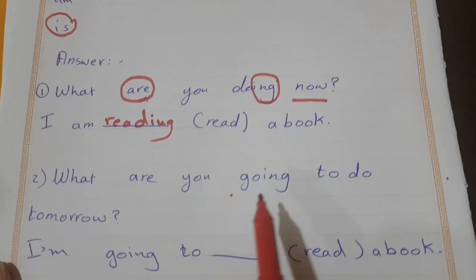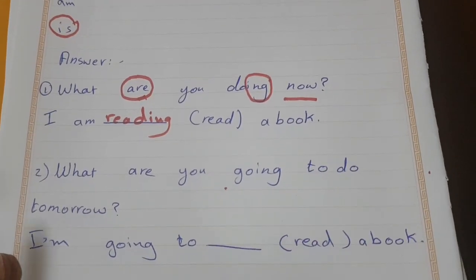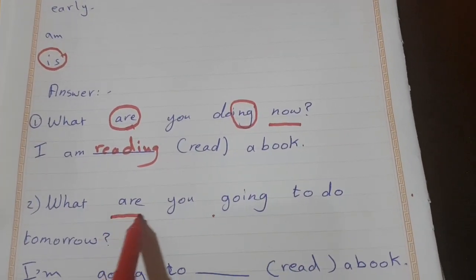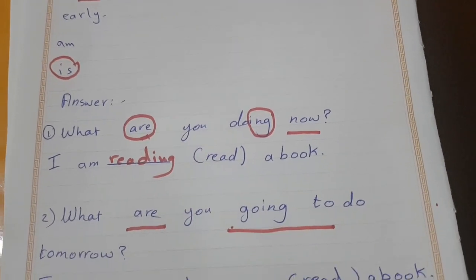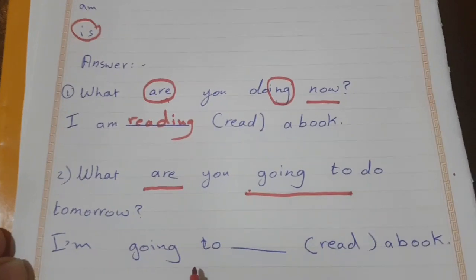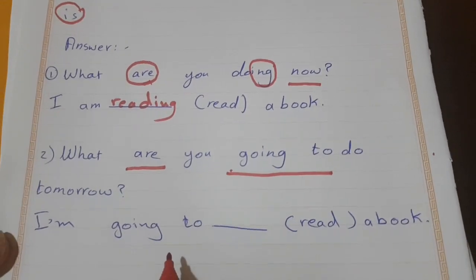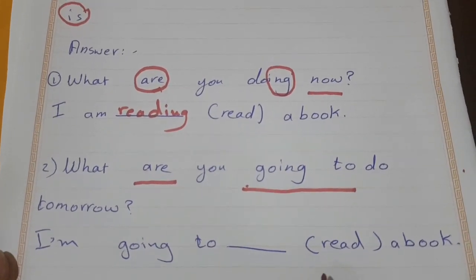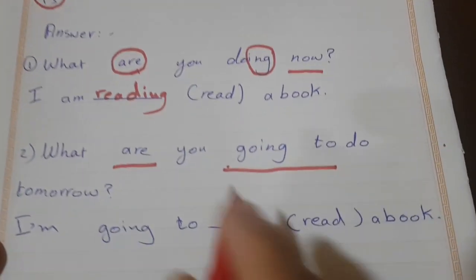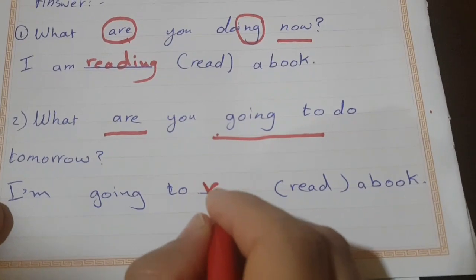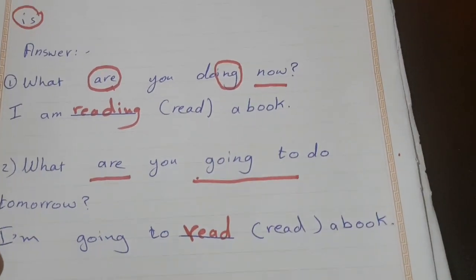What are you going to do tomorrow? Underline are going to. The correct answer, I'm going to, what I said before. After going to, the verb is infinitive. So the same verb, I'm going to read, without adding anything.